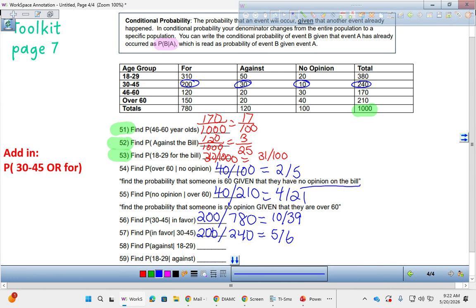You guys try the last two, right? They look the same, but the condition is different. I'm flipping the condition.